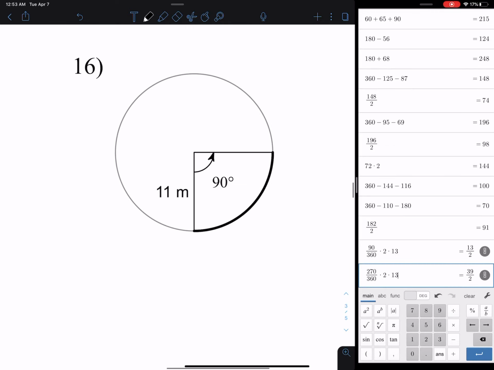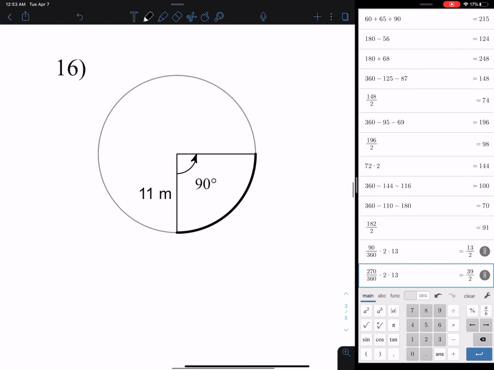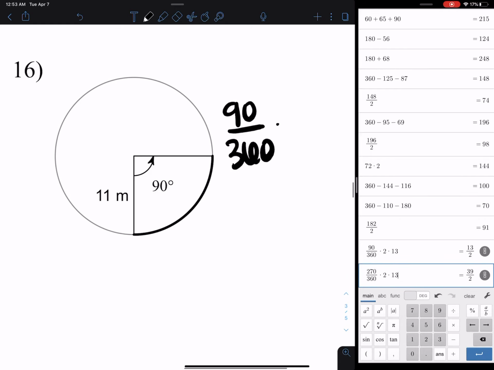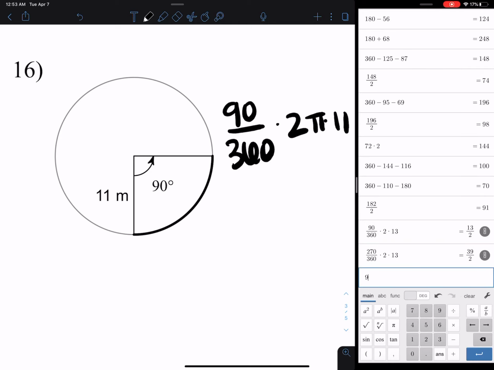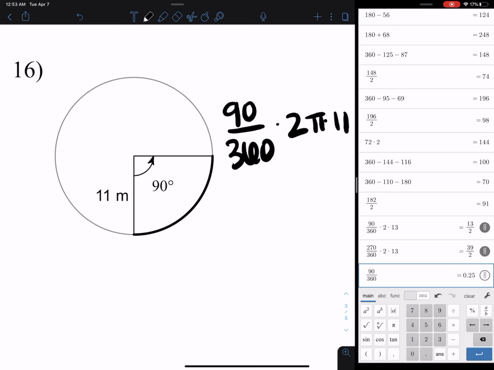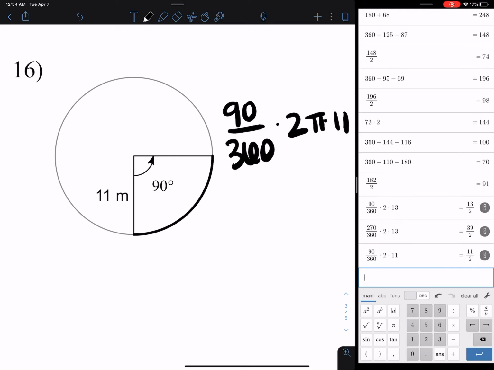Our last arc length question is this one. So we have 90 over 360 times 2 pi r. So once again, we're doing 90 over 360 times 2, leaving out the pi, and then 11. I want that as a fraction, so we have 11 halves. But we need to include our pi here, so I'm going to put pi in the numerator. Our units here are meters. So this is what the answer would look like.